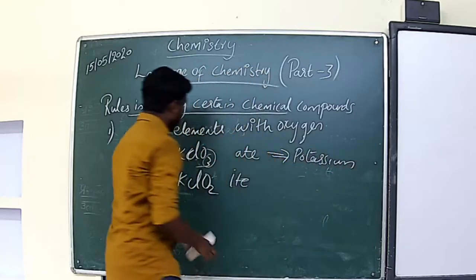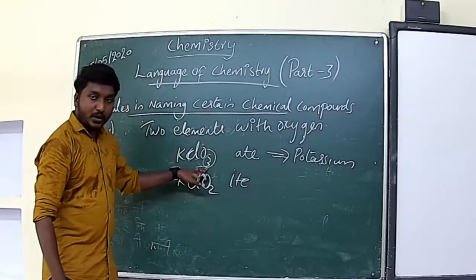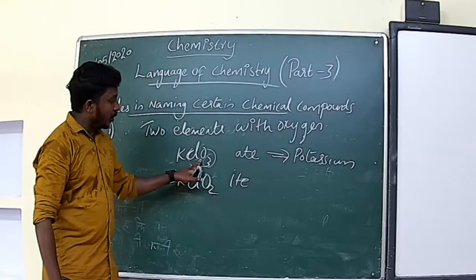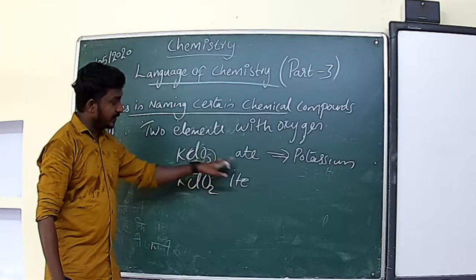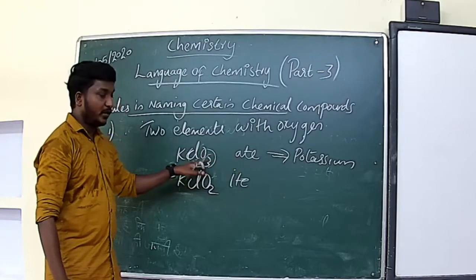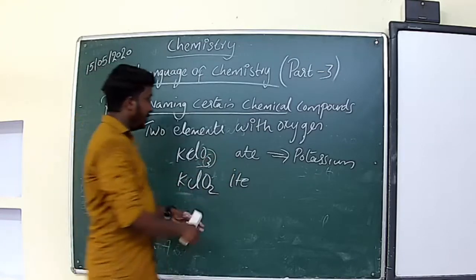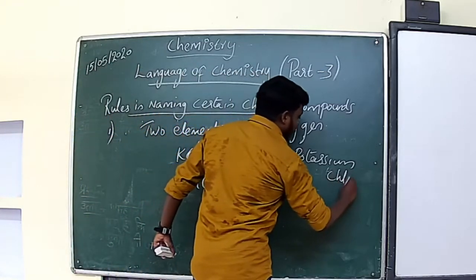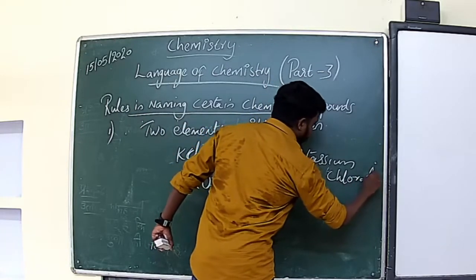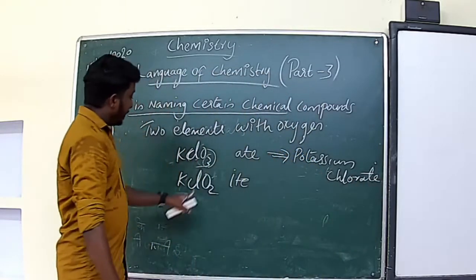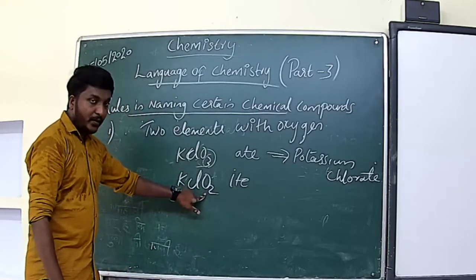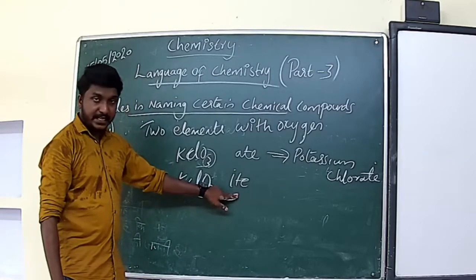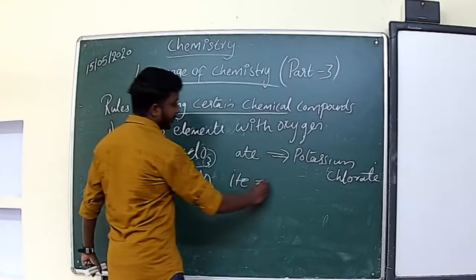Then here is chlorine and oxygen. So we will say chlorate, because 3 atoms of oxygen. Where there is more number of oxygen, we will suffix with ATE. So the name will be potassium chlorate. Clear? If this compound has 2 atoms of oxygen, lesser number of oxygen, we will give the name for oxygen as ITE.